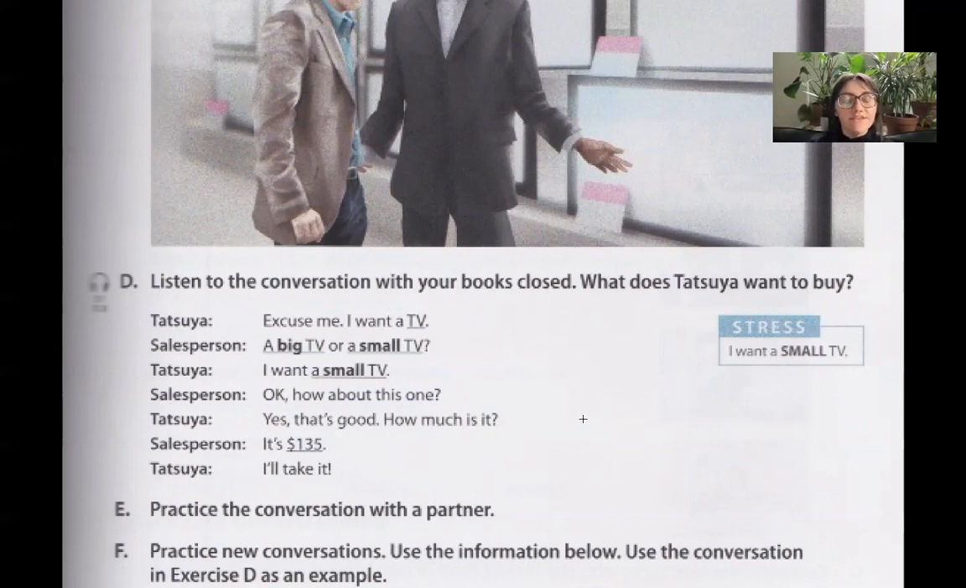Okay. Excuse me, I want to buy a TV. A big TV or a small TV? I want a small TV. Okay, how about this one? Yes, that's good. How much is it? It's $135. I'll take it. Right?